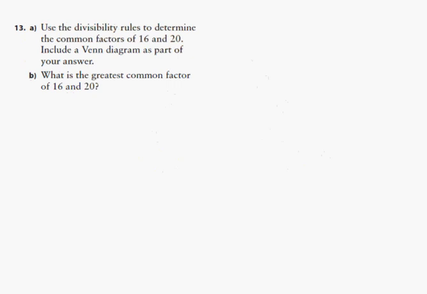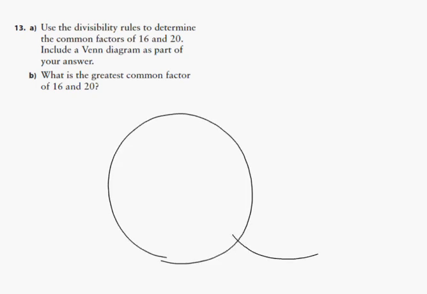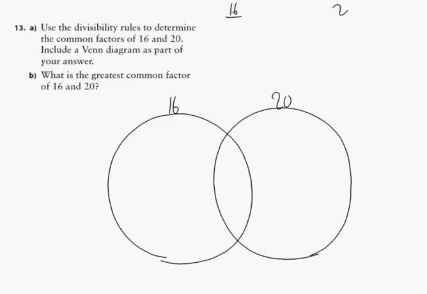Question 13, use a divisibility rule to figure the common factors of 16 and 20. Include a Venn diagram as part of your answer. So I'm going to draw a Venn diagram. And I'm going to call this circle right here the number 16. I'm going to call this circle over here the number 20. Okay? So your factors of 16, I'm going to do it up here, and the factors of 20 I'm going to do over here. So 1 times 16.